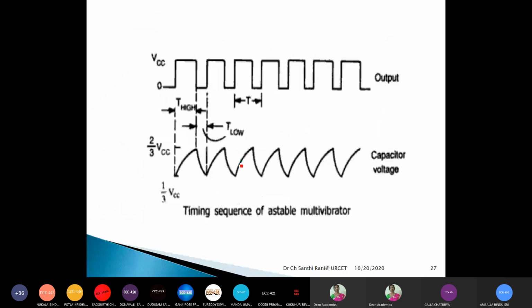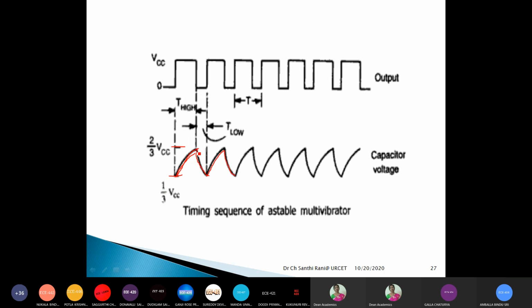Now, if I show you the waveforms, you just observe our capacitor voltage is charging, right? Up to 2/3 VCC it is charging. Then it is discharging during the discharge process. Now, when it reaches 1/3 VCC, again the charging process starts. So if you observe the voltage across the capacitor, it is varying from 1/3 VCC to 2/3 VCC, 1/3 VCC to 2/3 VCC.